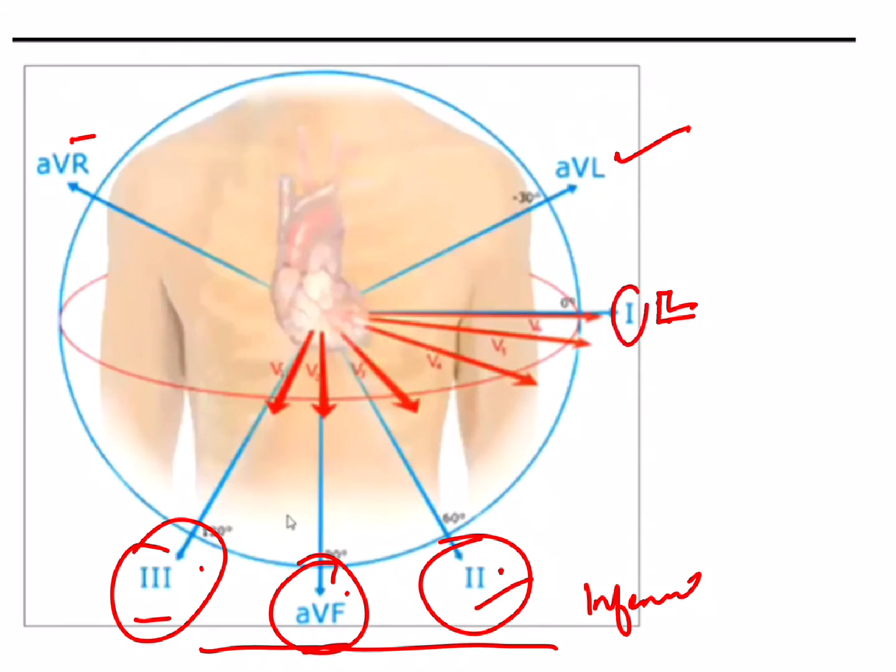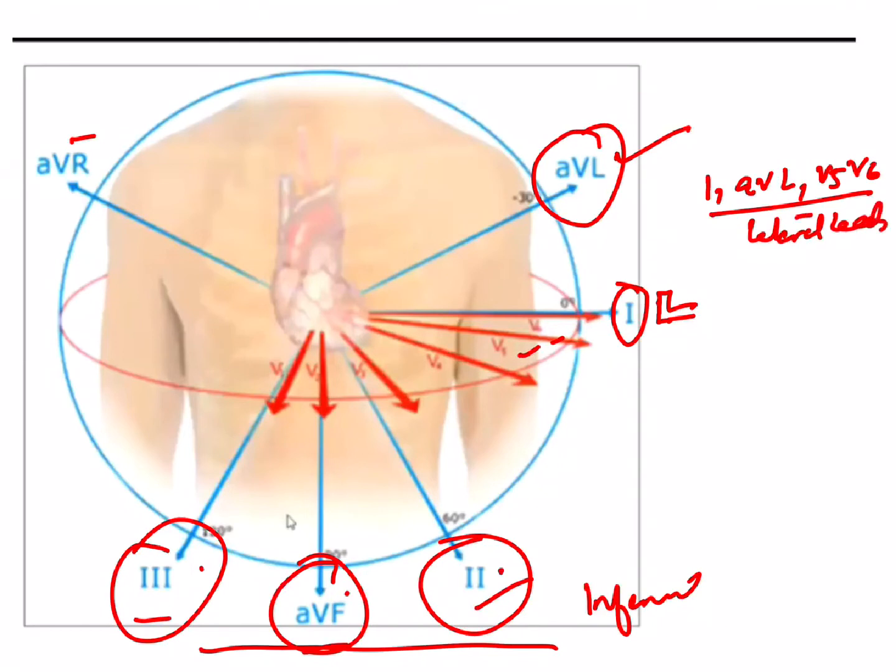Lead 1 and lead AVL see the heart from the lateral side, so we also call them lateral leads. And V5 and V6 are also called lateral leads. Lateral leads are lead 1, AVL, V5 and V6. These are the lateral leads.